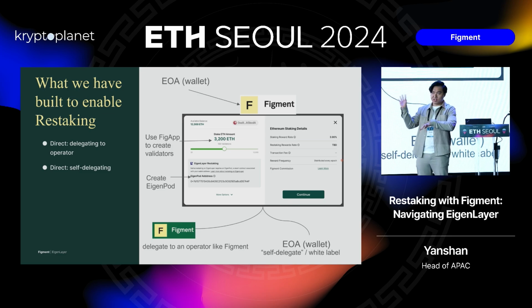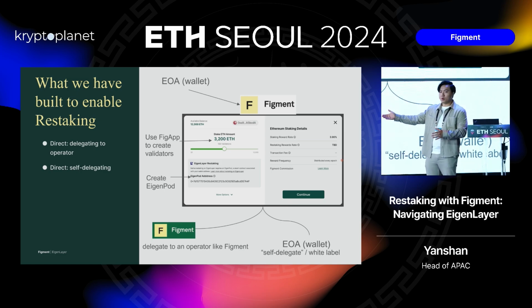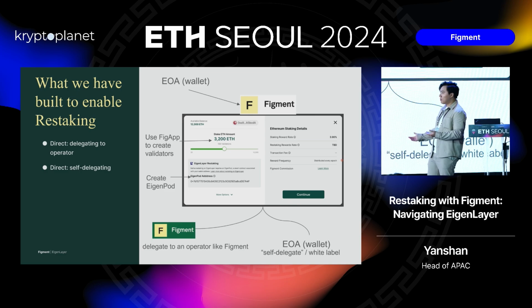And of course, this is what is live now. But in April, when EigenDA goes live, we'll have the ability within the Figment app to directly delegate to our own node operator, which we'll be running as well. And for those that want to restake to their own white label operator, we have that option as well.